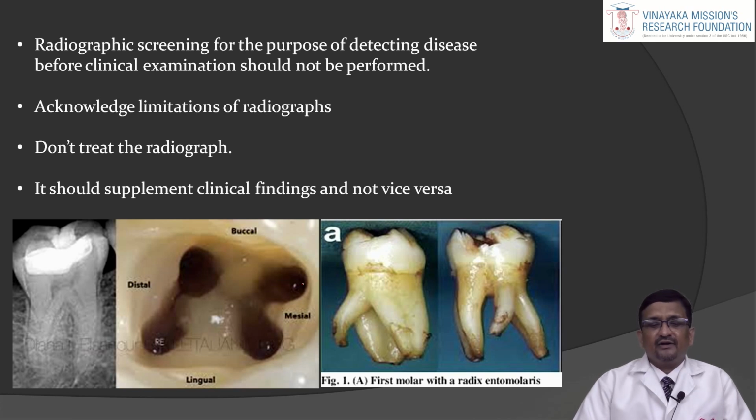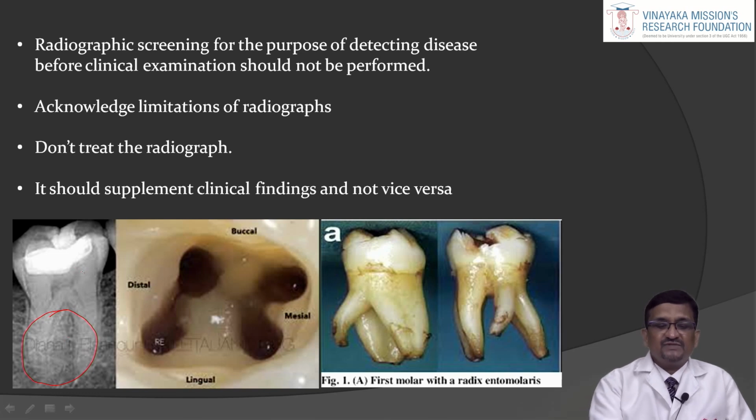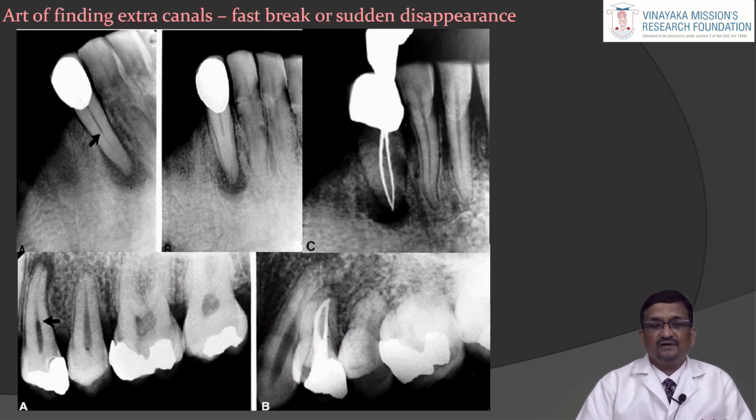And with radiographs, only if you take multiple angles will you be able to appreciate if there is an additional root like this, radix entomolaris. Otherwise we will never be able to judge with one single radiograph. Sometimes we will miss this in the radiograph. And we see whether the pulp chamber is calcified, how difficult this case is going to be. All that comes in this initial radiograph itself, okay.